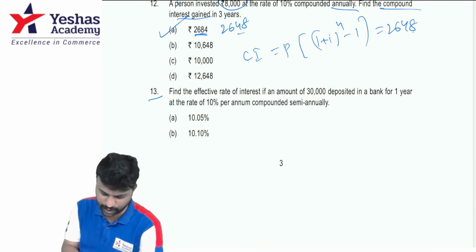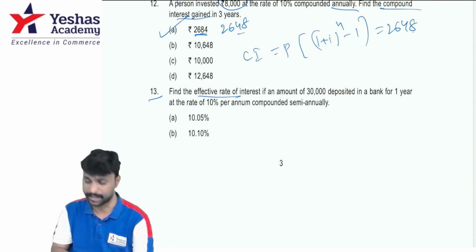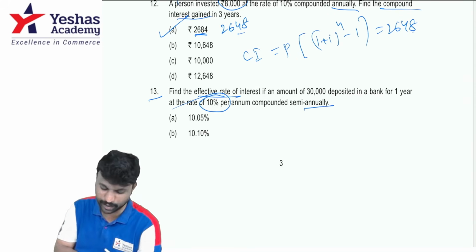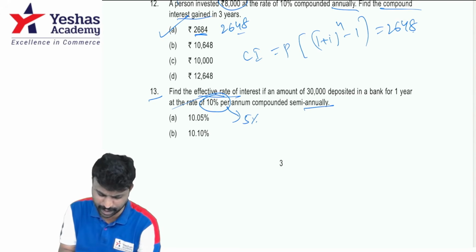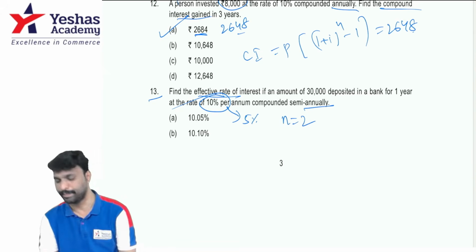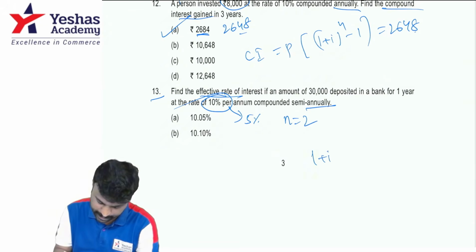Guys, 13th question, we need to find what? Effective rate of interest. What is the rate of interest? Nominal rate of interest 10%, and semi-annual. For semi-annual, 10% becomes 5% because half of it, and n will be equal to 2 for semi-annual compounding. So ERI is (1 plus I) whole power n minus 1 into 100.